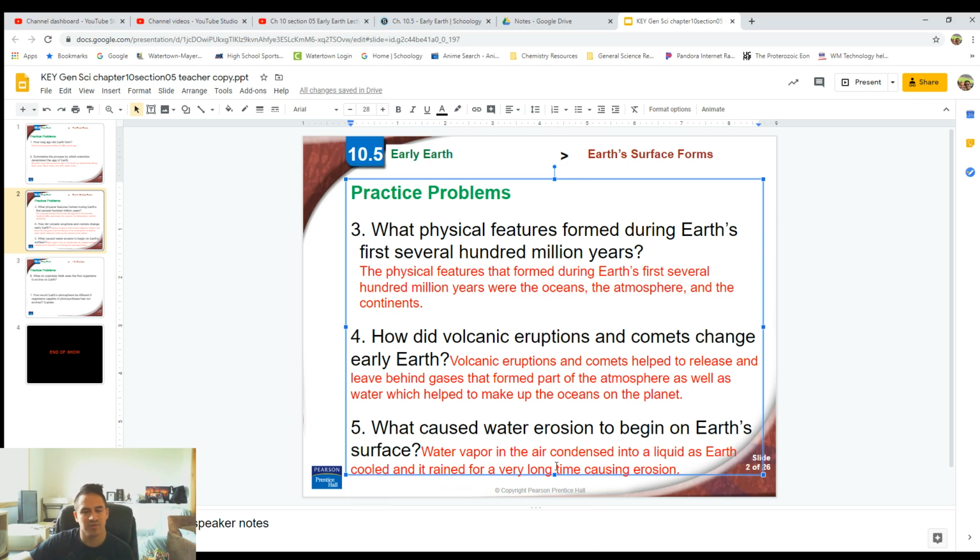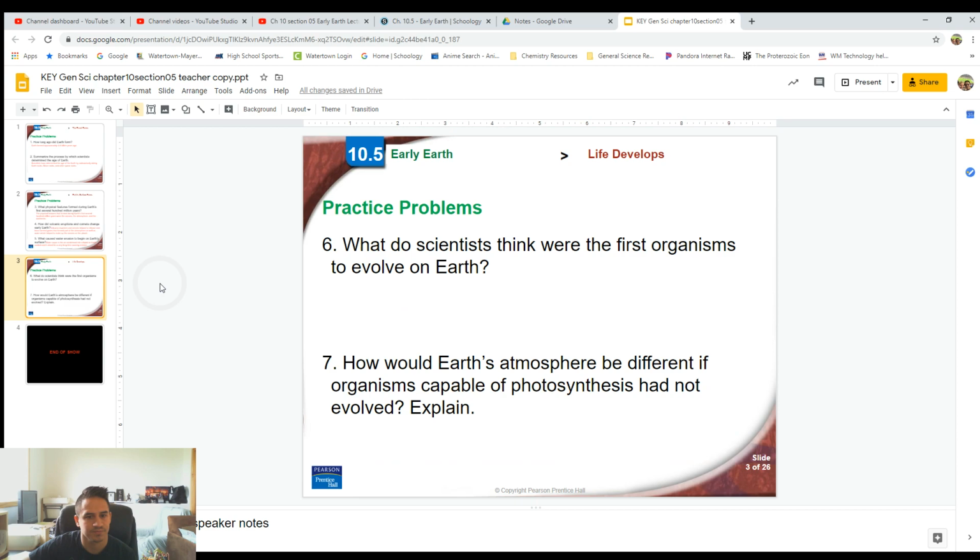Okay, something like that. So water vapor in the air condenses as liquid, rained for a long time, and that water then eroded the surface of Earth.